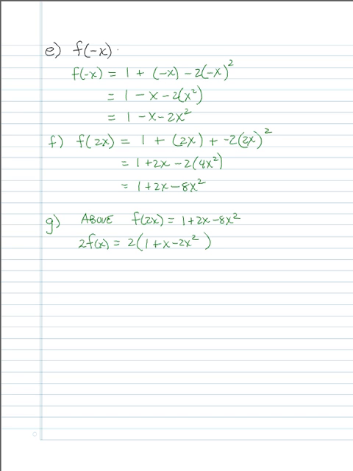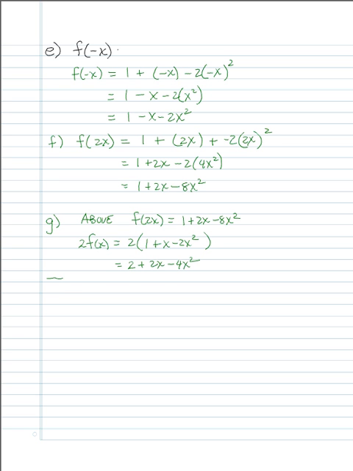So all we're doing here is multiplying 2 and f of x together. That's different than what we did in part f above. So here we actually distribute that 2. We'll get 2 times 1, which is 2, plus 2 times x, which is 2x, plus 2 times negative 2x squared, which is minus 4x squared, isn't it? So we get a completely different result based on where that 2 was.